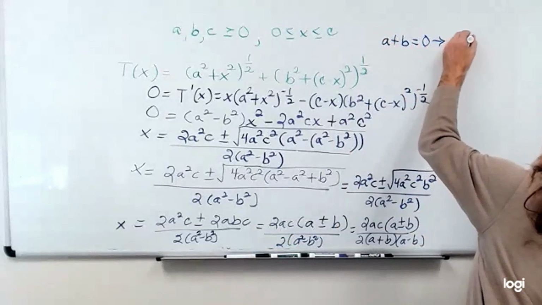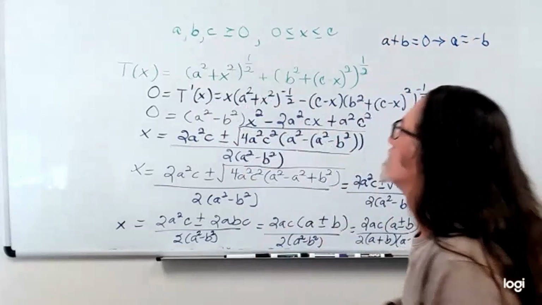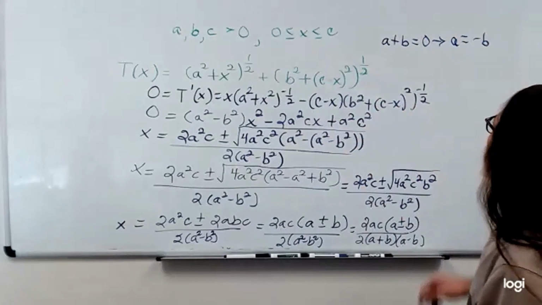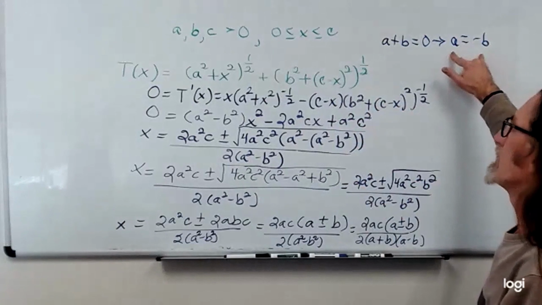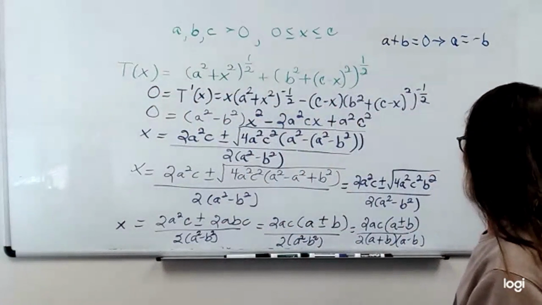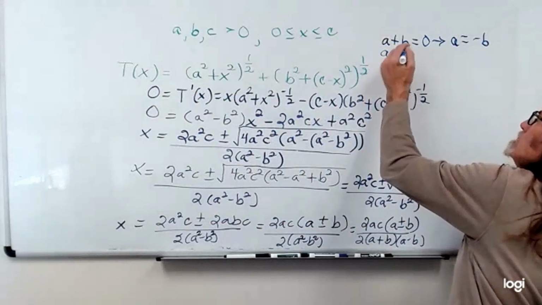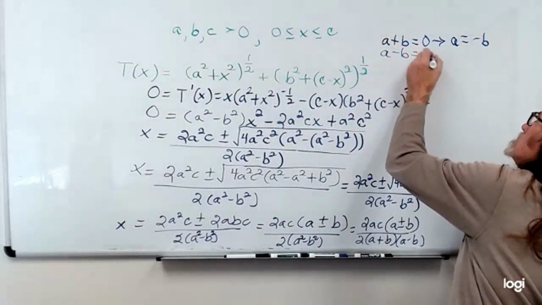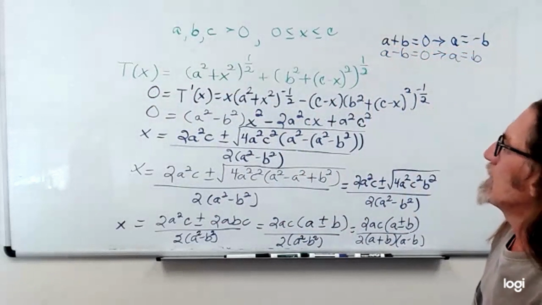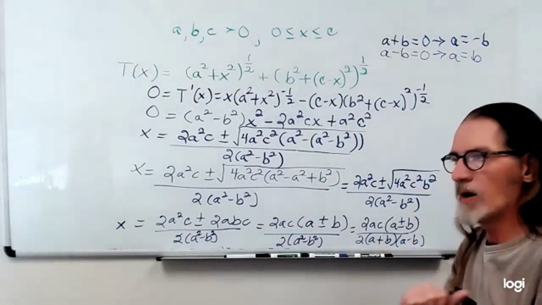Then a would equal negative b. But b was, I should have said here, strictly positive. Sorry about that. Then that would make a strictly negative, which would contradict that a was strictly positive. Okay, so that can't happen. A minus b cannot equal 0. So we cannot have a equal to b and get this solution. Talk about that more in a bit.